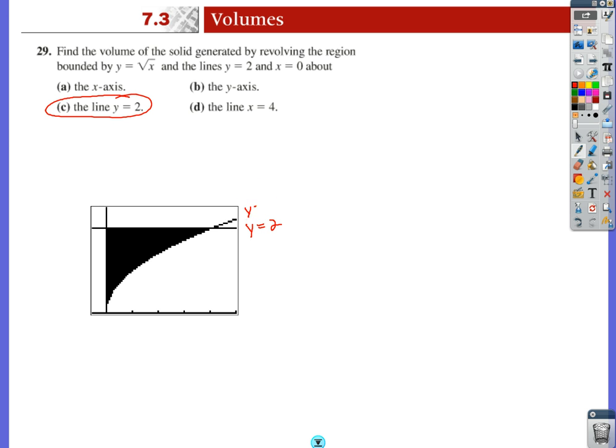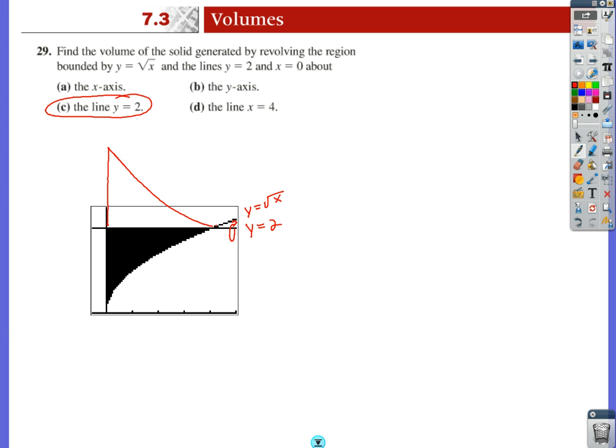And as a refresher, this is y is equal to square root of x. And so I'm going to be taking this black area and revolving it around y equals 2. So there's my little arrow. I'm going to draw my reflection of it. So I'm going to go up about that much. And there, there's my graph.